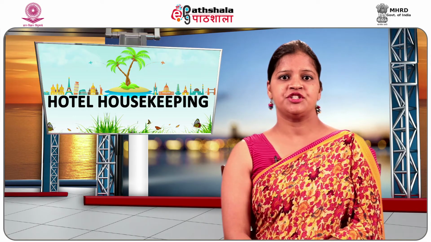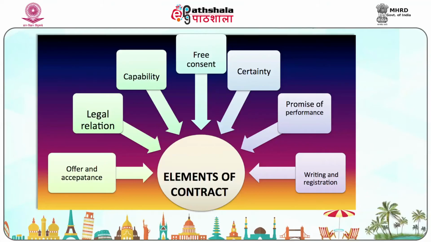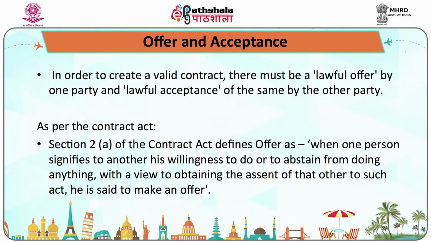Next, we will discuss the essential elements of a contract. First, offer and acceptance. In order to create a valid contract, there must be a lawful offer by one party and lawful acceptance of the same by the other party. Section 2(a) of the Contract Act defines offer: when one person signifies to another his willingness to do or to abstain from doing anything with a view to obtaining the assent of that other to such act, he is said to make an offer.